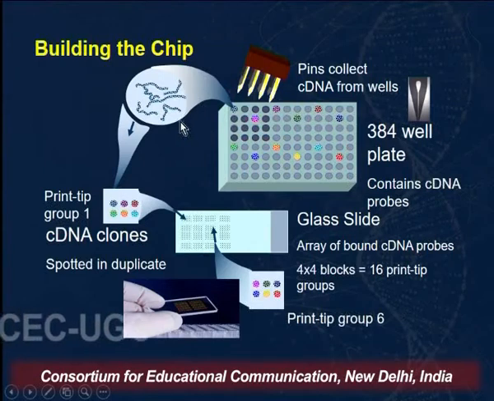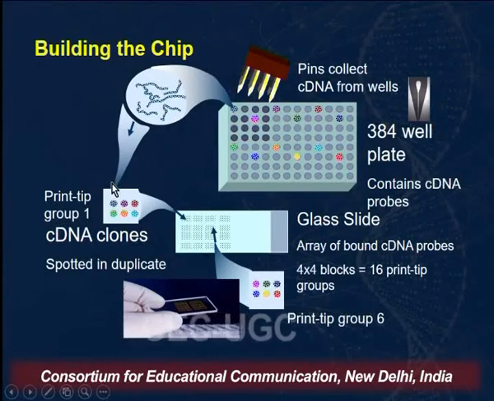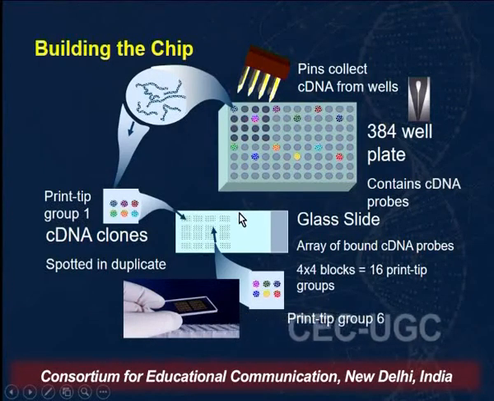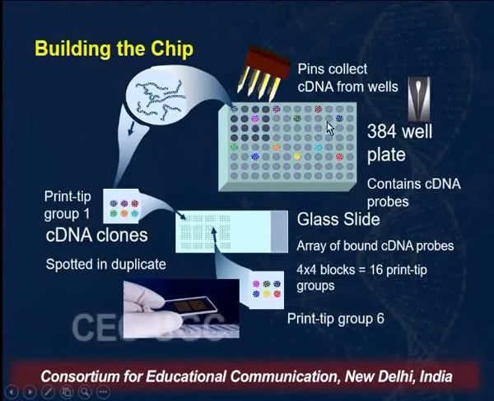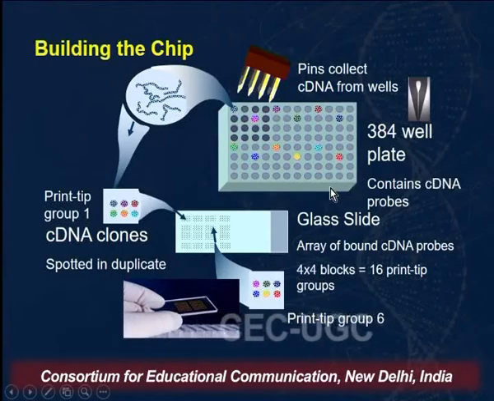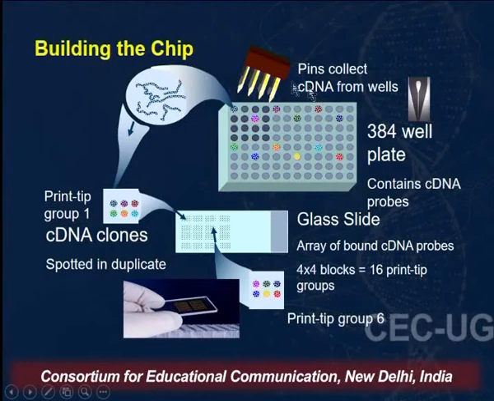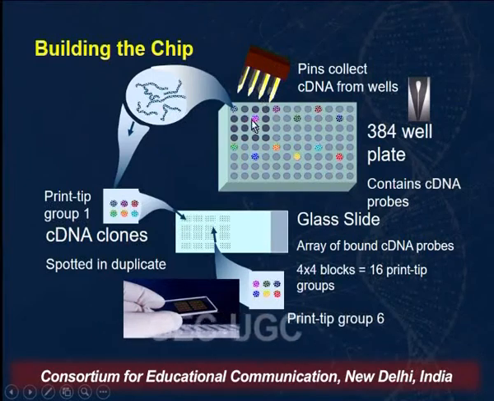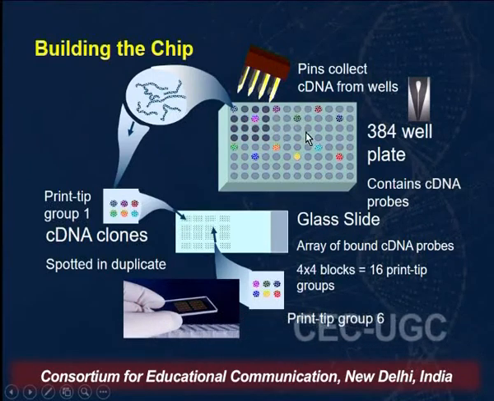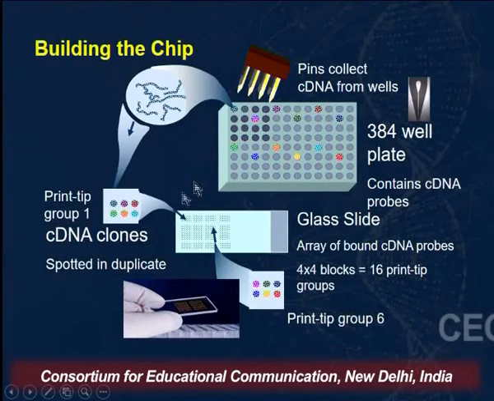So we express the genome in the yeast, and then whatever mRNA is produced we convert it into cDNA, and we use these cDNA clones and we put them on different wells on a well plate, for example, and then pins are used. So these kind of pin needles are used to place these individual cDNA molecules which are in the wells and make a pattern on the chip.